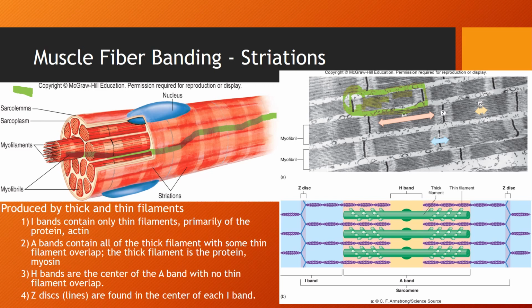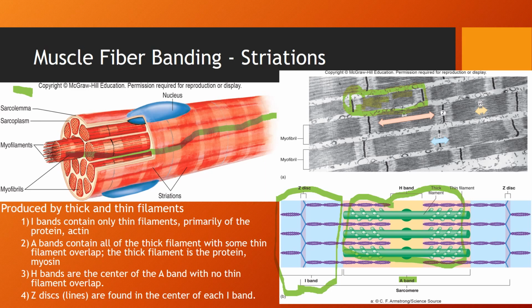If we look at the image down here, here's our I band, and the purple denotes the actin. Then we have the A band, which is going to have the overlap of both actin and myosin. It's the entire duration. It's not split into two sections, but rather it's termed as one.